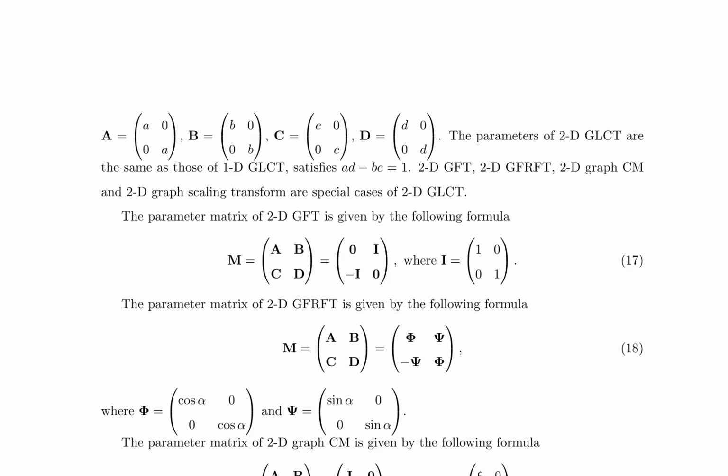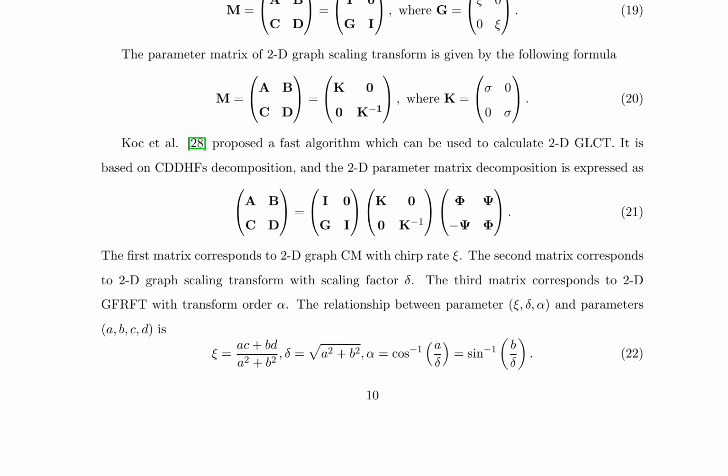The parameter matrix of 2D GLCT is a 4x4 transform matrix, known as the ABCD matrix, which is decomposed into 3 or 5 matrices. The paper also discusses the relationships between different transforms, such as 2D GFT, 2D GFRFT, 2D graph CM, and 2D graph scaling transform, all of which are special cases of 2D GLCT. A fast algorithm for calculating 2D GLCT is proposed, based on CDDHFs decomposition. The summary highlights the technical aspects of the paper, including equations, algorithms, and mathematical concepts.